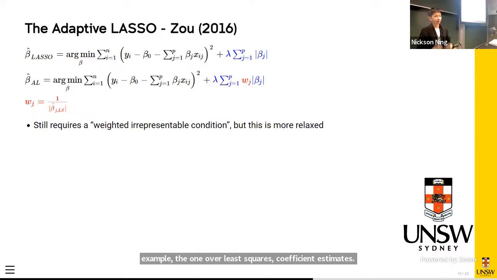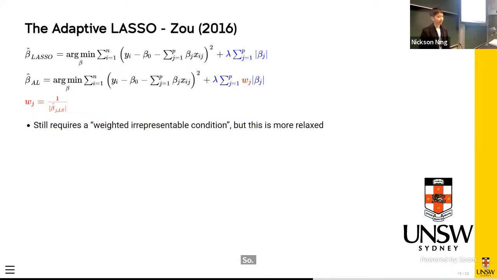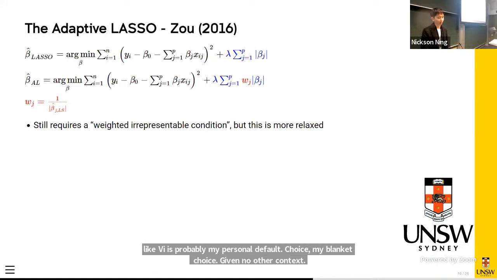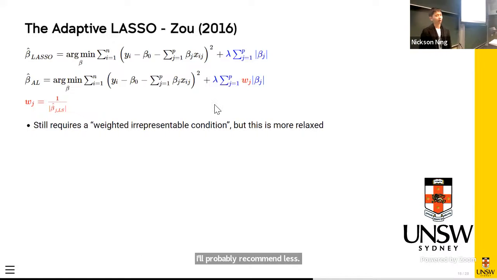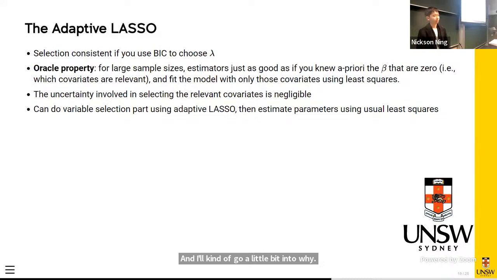Just the preface here, I think this adaptive lasso selection procedure using something like BIC is probably my personal default choice, my blanket choice, given no other context. I'll probably recommend the adaptive lasso with penalty term chosen with BIC as a selection procedure. And I'll go a little bit into why. So the adaptive lasso is selection consistent if you use BIC to choose the penalty lambda.